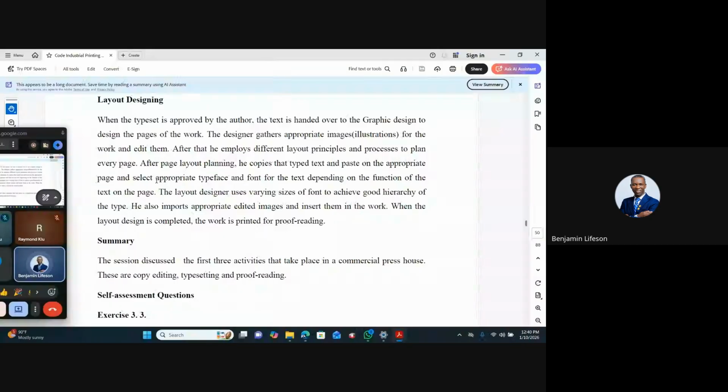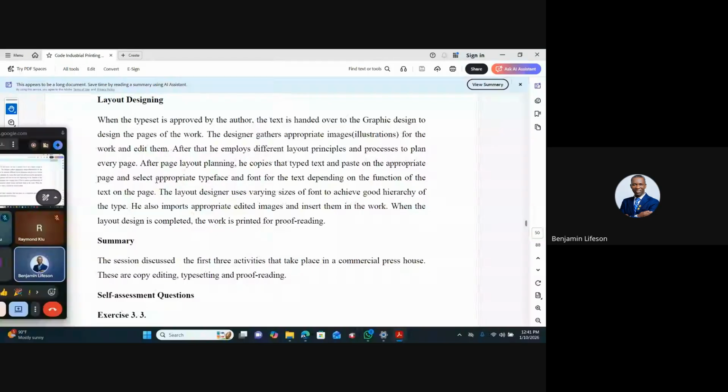You have brought a message to me. It has been proofread. Yes, we are done with the copy editing. We have done the typesetting. So after the typesetting, there's a need for you to collect whatever has been approved. The author now sees it. Now, okay, I have now approved whatever information needs to go into the work. So it's now given to the graphic designer.